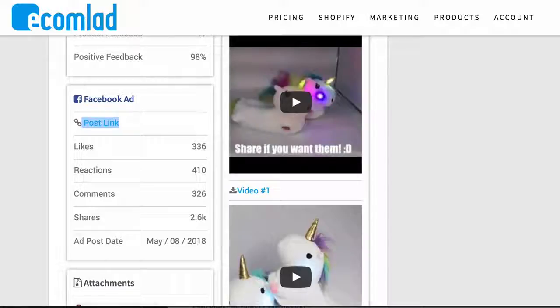Where they're going to get it for $9.40, where we're trying to get it for $30 and make a profit. They're just going to go straight there, cut the middleman out, and get that product for themselves. So it's really important to include filters. But back to Ecom Lad.